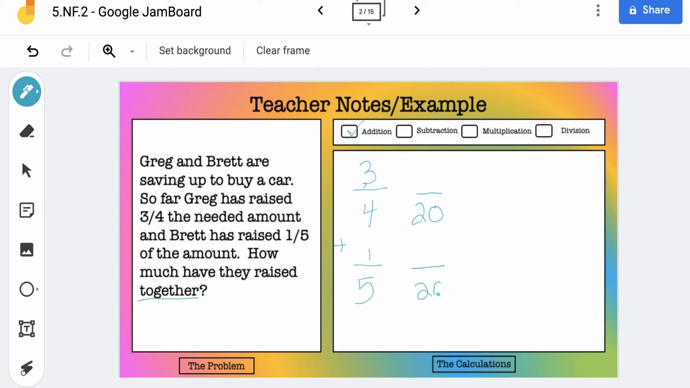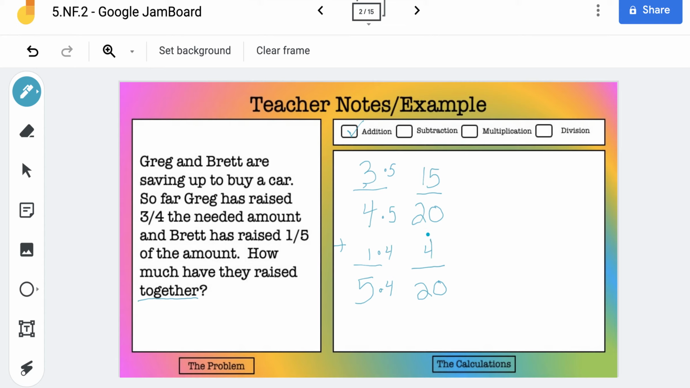All right. So to rename 3/4, well, I need to go from 4 to 20. I'm going to multiply by 5. All right. So what you do to the bottom, you got to do to the top. So 3 times 5 is 15. And then to go from 5 to 20, I'm going to times that by 4. Right. So again, what you do to the top, you got to do to the bottom as well, which we did. Right. So we're going to times that by 4. And that's going to be 4/20.